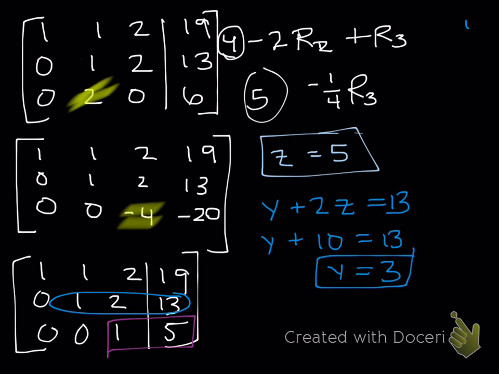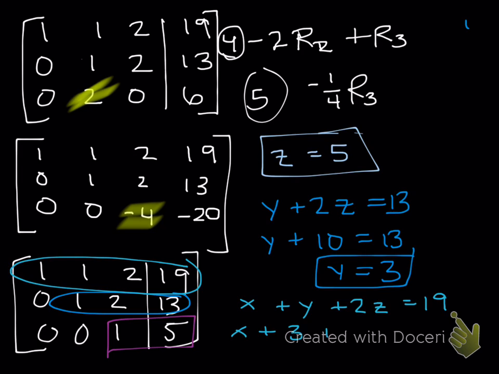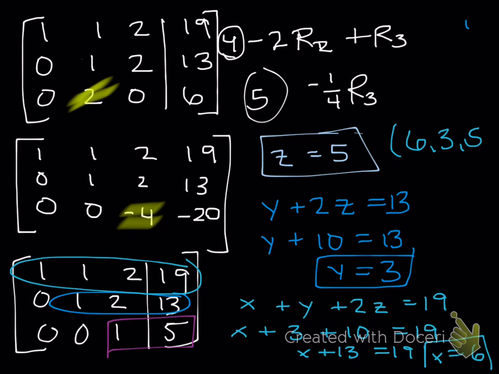Then I move to the top row. So now I'm looking at this row. I have x plus y plus 2z equals 19. So I have x plus 3 plus 10 equals 19. So x plus 13 equals 19. When I subtract that 13 over, I get x equals 6. So at this point we are now done. We've solved. So my answer, the solution is 6, 3, 5. Okay? So we will definitely do a lot of practice on this tomorrow.